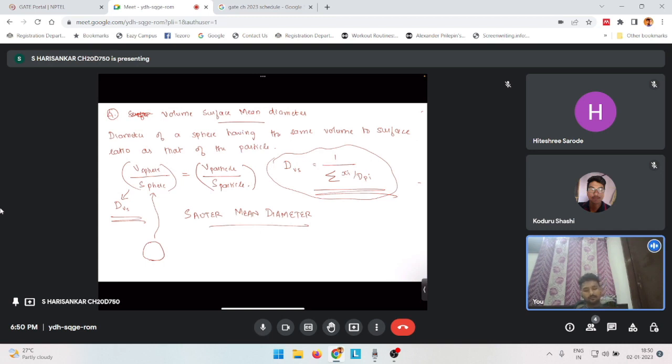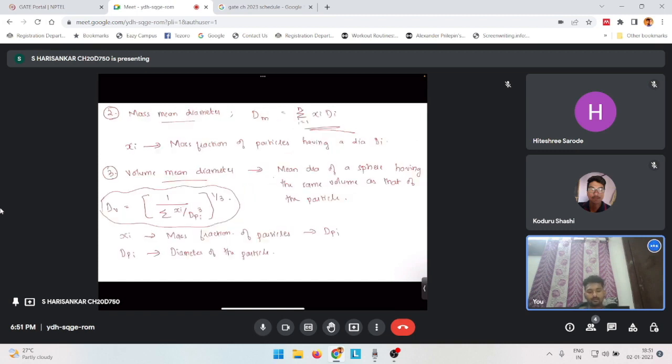And you can use V by S of a sphere equal to V by S of the particle, and you can derive this equation for the volume surface mean diameter as d_VS equals 1 by sigma of xi by dpi, where xi is again the mass fraction and dpi is the diameter of the particle having the mass fraction xi. Okay, so this is also called the Sauter mean diameter.